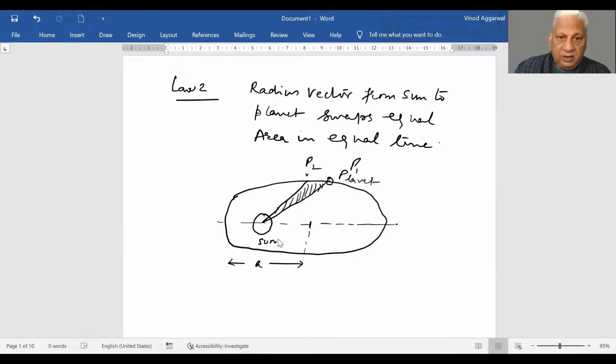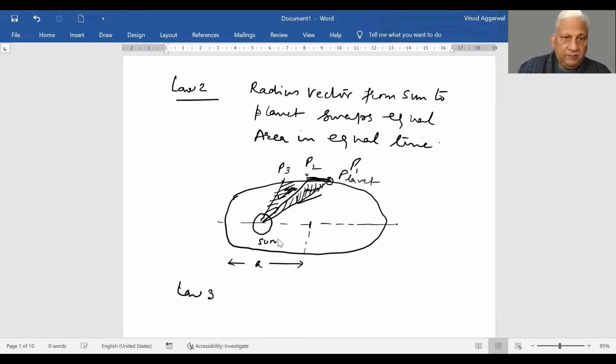Let us say in the same time as it takes from going from P1 to P2, it goes to another point P3. Then the area swept is this. What this law says is the area swept in equal times is equal. In time t1, this is the area swept. In time t2, same time, T1 is the same as T2, this is the area swept. This area and this area will be the same.